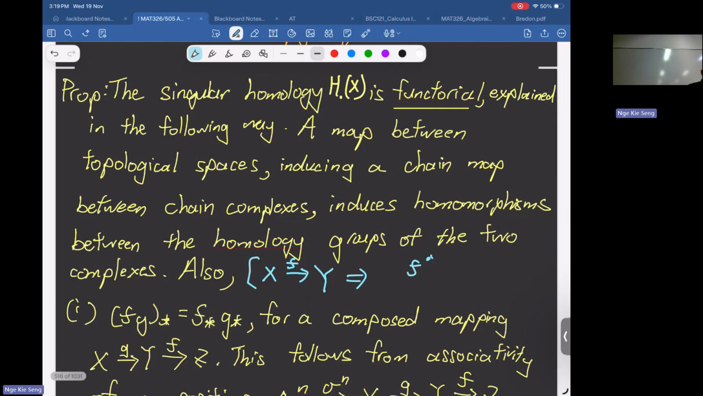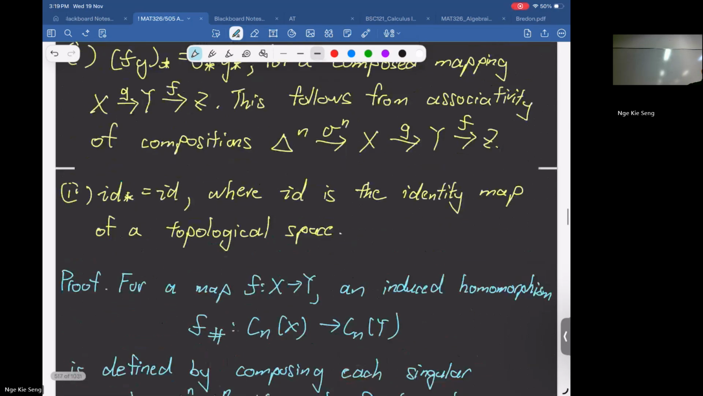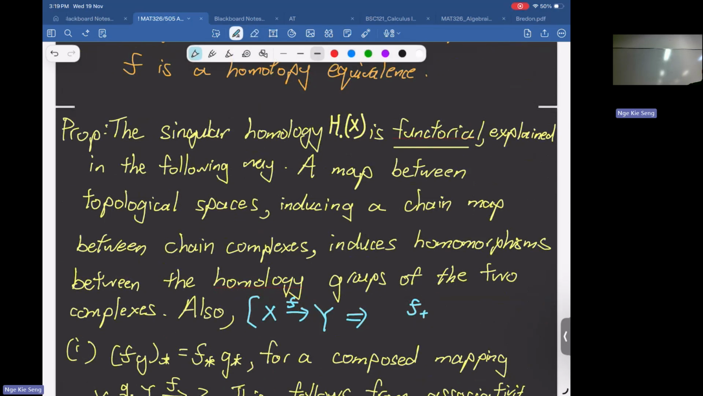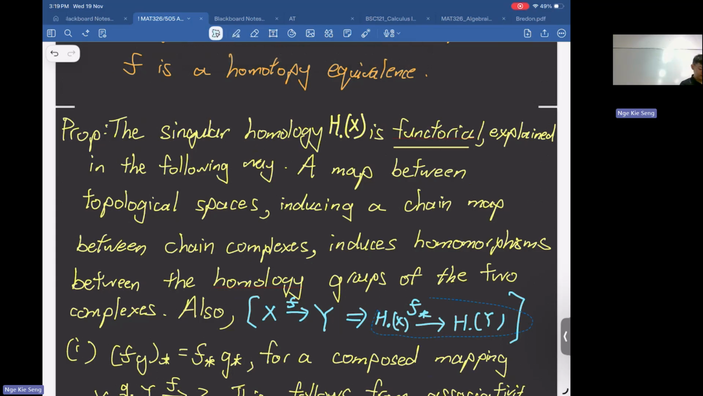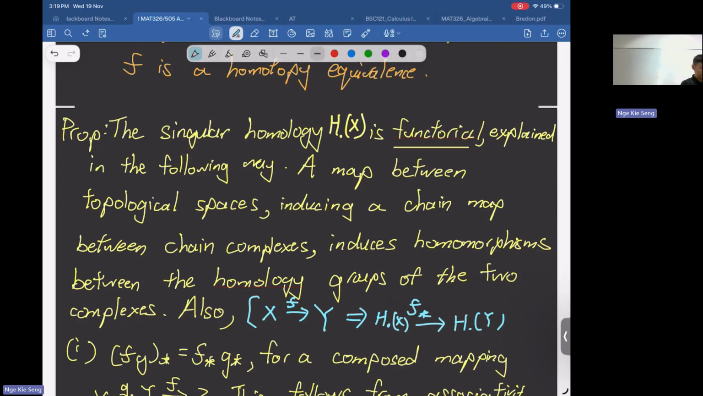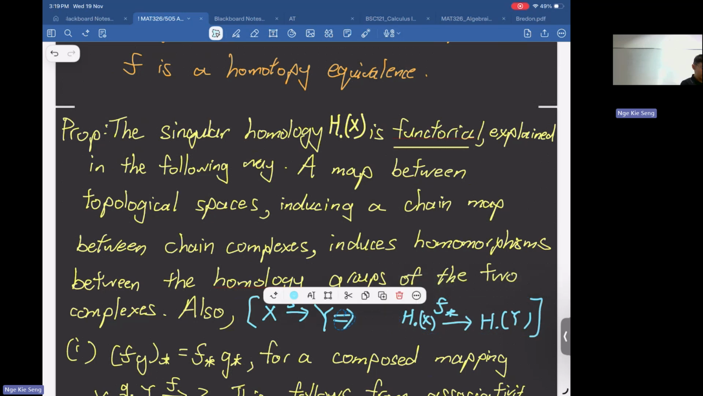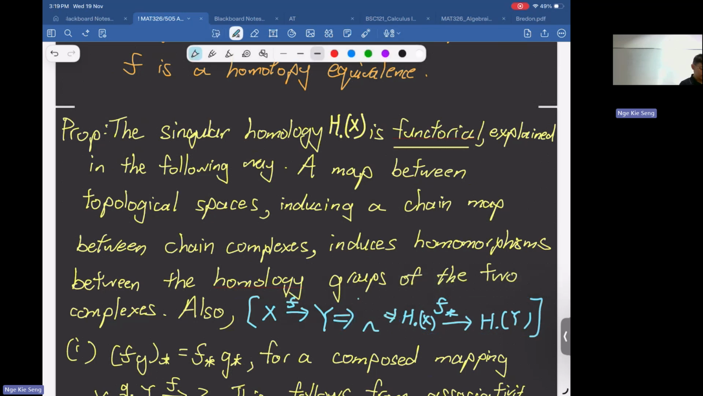So what's the notation I gave here? Let me see. Okay, so F star from H_n(X) to H_n(Y). But in between, we actually need to pass through one thing first, before going to homology, right? We need to pass through the chain complex first. Actually, secretly we have two functors, but later on we will describe this. You need to pass by the chain complex first.